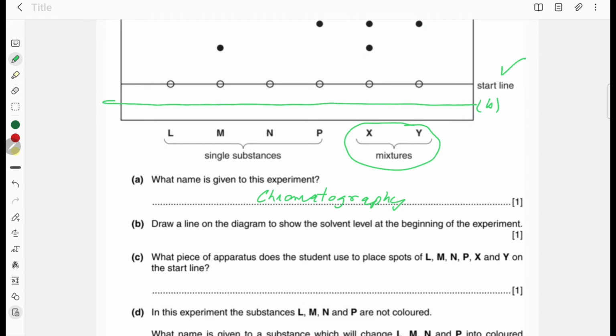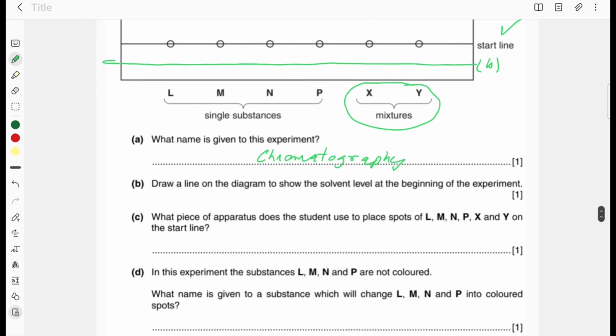Part C. What piece of apparatus does the student use to place spots L, M, and P, X, Y on the start line? So we use a capillary tube to place the dot. We can use a dropper also.